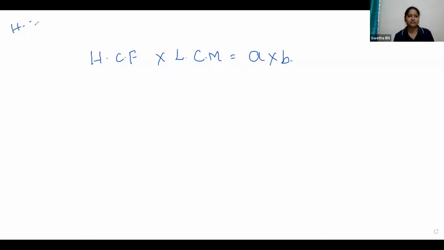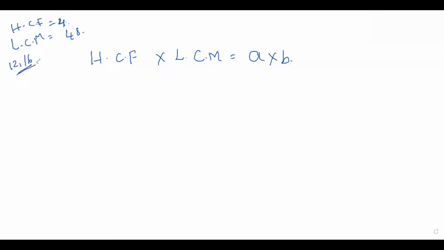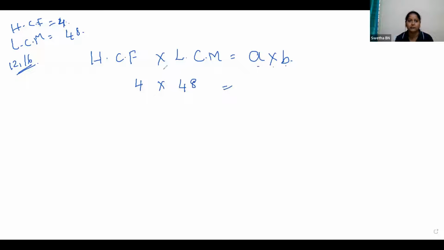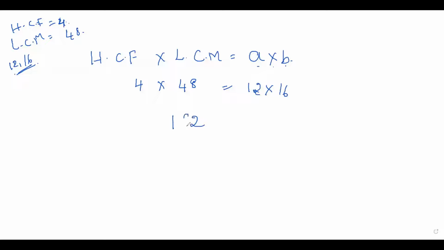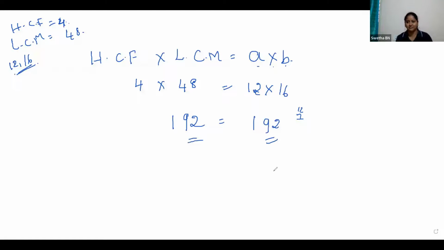So here we got HCF, sorry, 4. HCF was 4 and LCM 48. The numbers were 12 and 16. So let us verify the relation. HCF is 4, so I will substitute 4 here. In place of LCM, I am going to write 48, equal to A into B, the given numbers, that is 12 into 16. So 4 into 48, ma'am, 192. And 12 into 16 is 192. See, LHS is equal to RHS. So this is the way of verifying the relation between HCF and LCM.